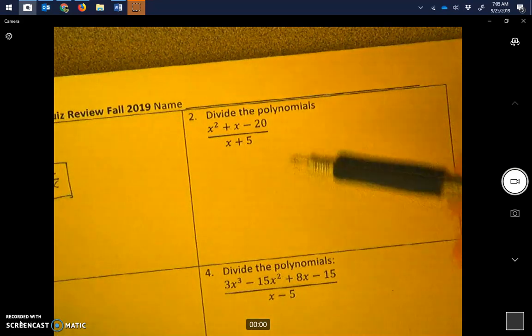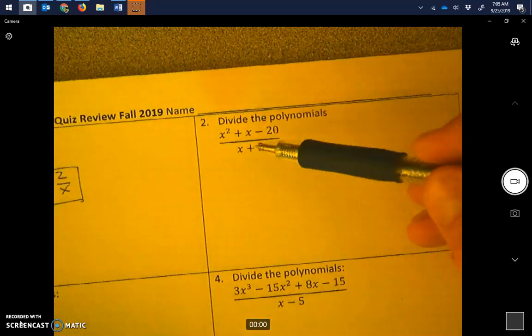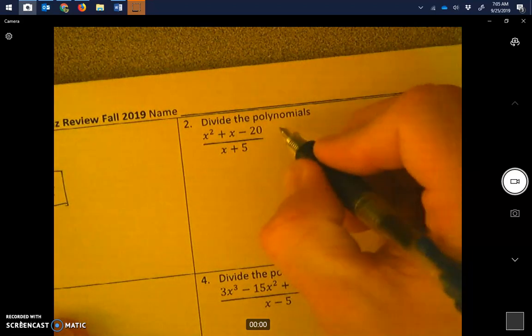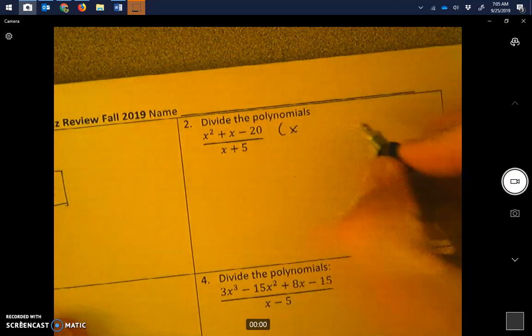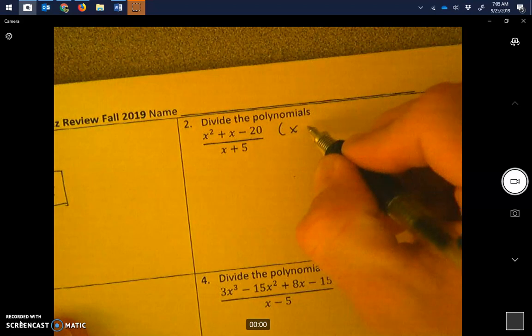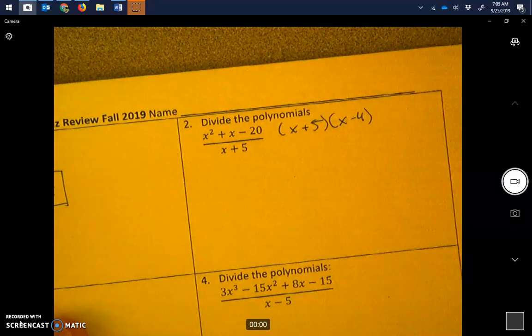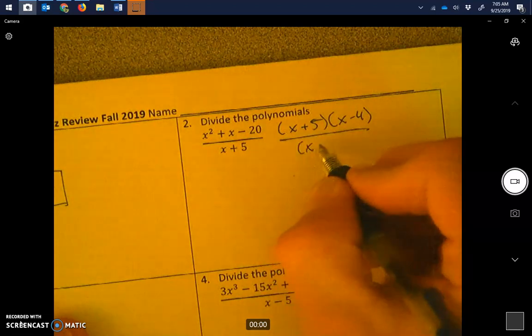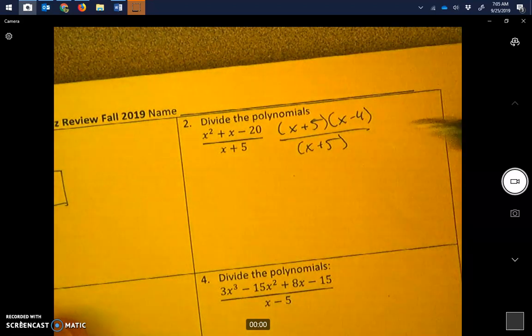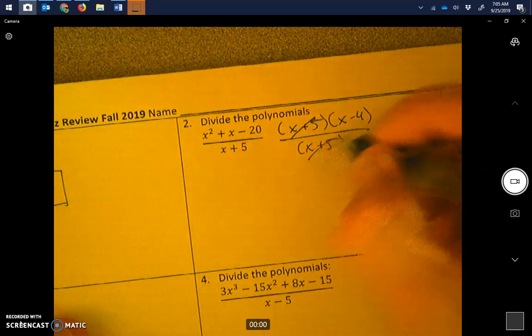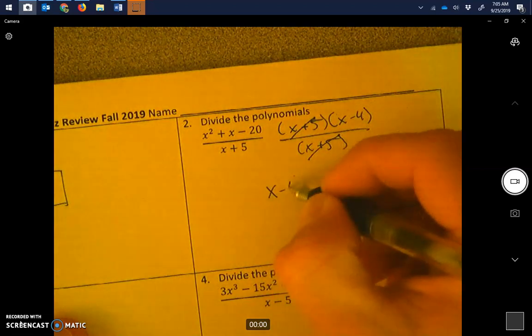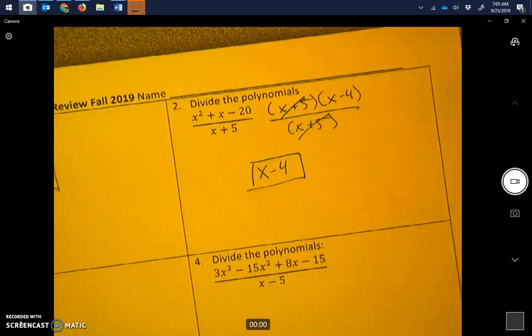Okay, next question. You can do this one of two ways. You can either factor the top, or you can do long division. I'm going to factor the top for this problem. So if you do the cross method, you're going to get x plus 5, x minus 4, and then rewrite the bottom. The x plus 5s cancel out. We're left with x minus 4.